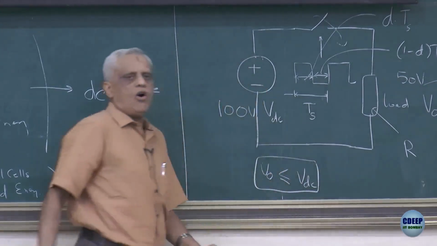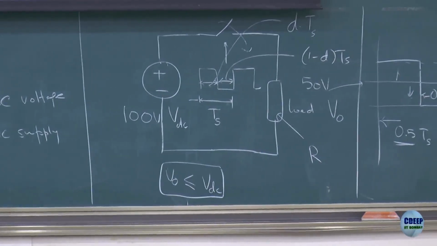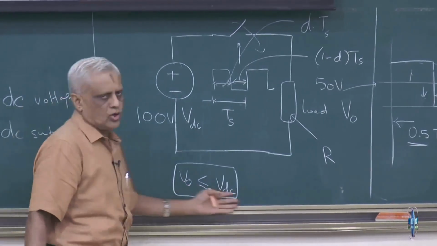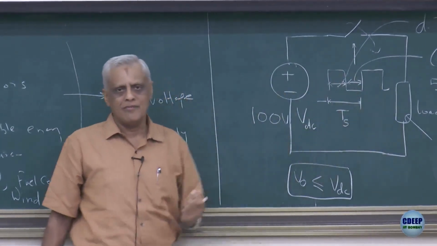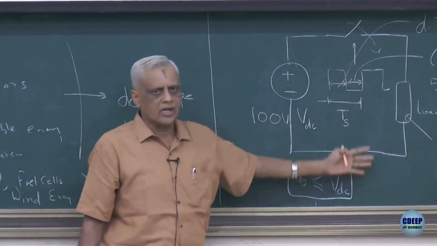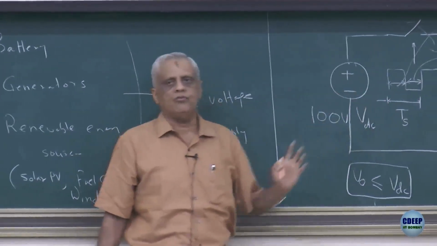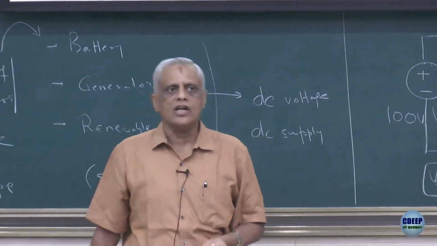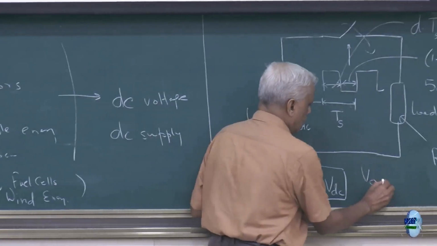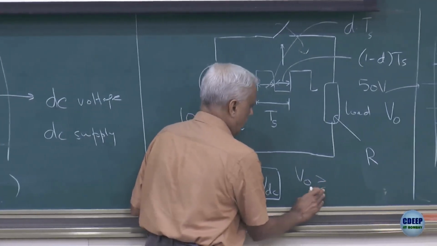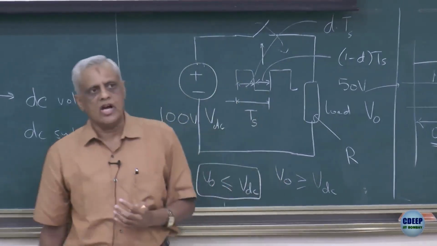less than, or at the most it can be equal to VDC, in which case basically you are not doing any control. You could have directly applied this voltage to the load. There is no role for this particular converter. So now the question is: are there any variations that I can use which will also allow me to get a VO which is greater than or equal to VDC? Is it possible? The answer is yes.